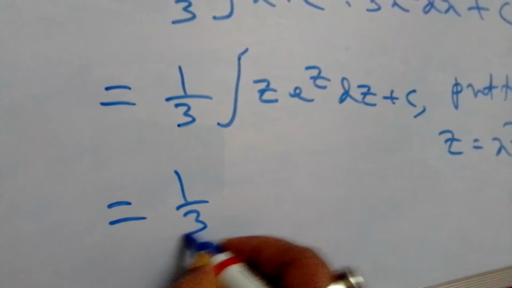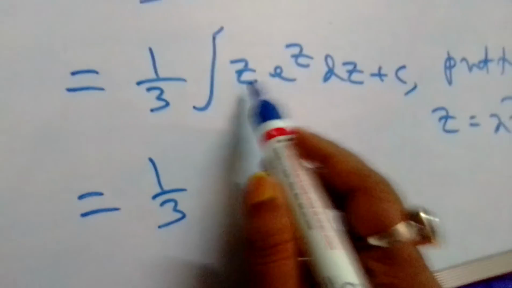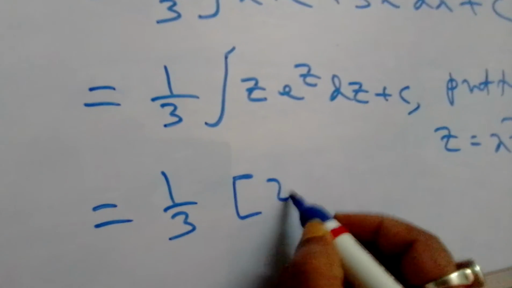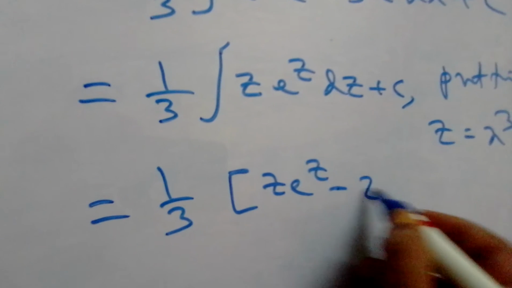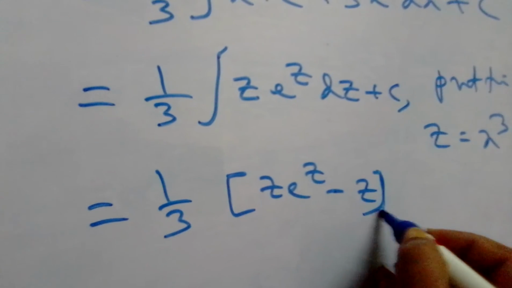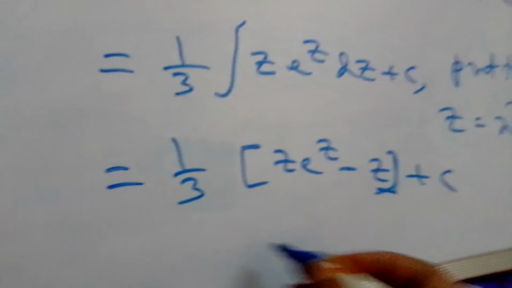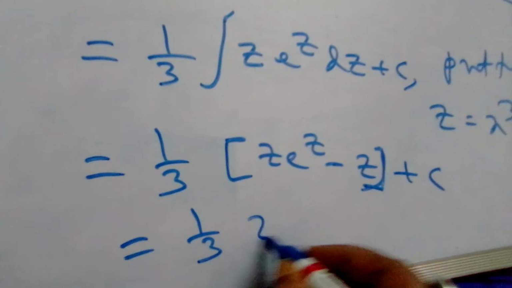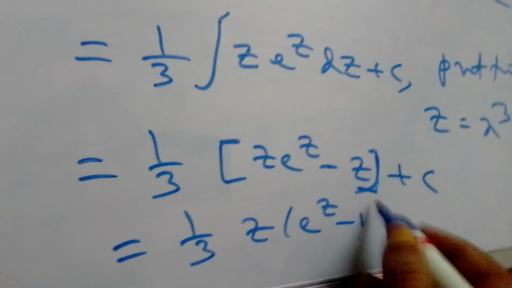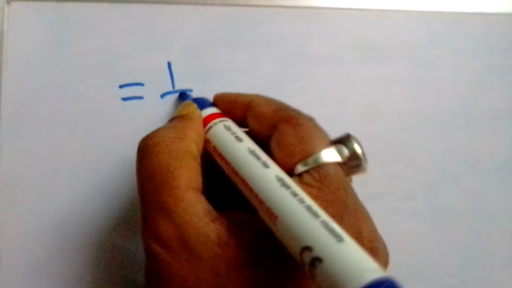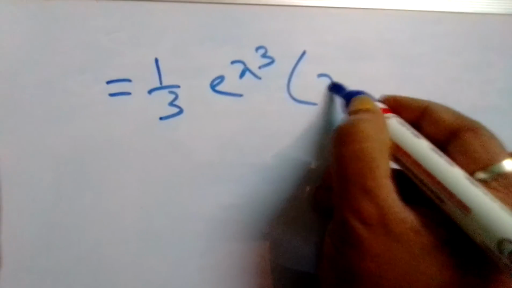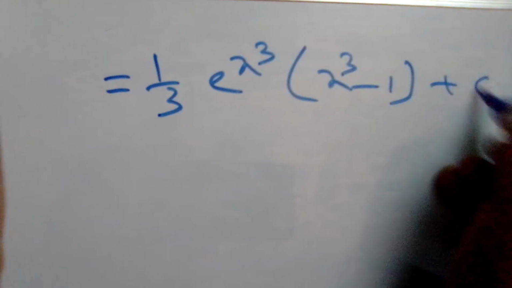And if we do this integration by parts, first function times the integral of the second, minus the integral of the derivative of the first times the integral of the second, we take it in this way. So z e to the power z minus e to the power z plus c, and if we take e to the power z outside the bracket, e to the power z into z minus 1 plus c. So finally we have y e to the power x cube equals 1/3 e to the power x cube into x cube minus 1 plus c.